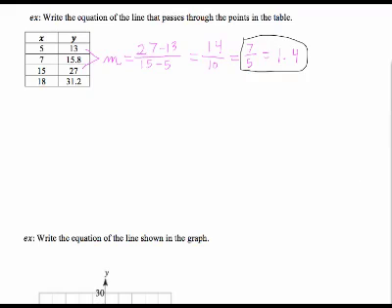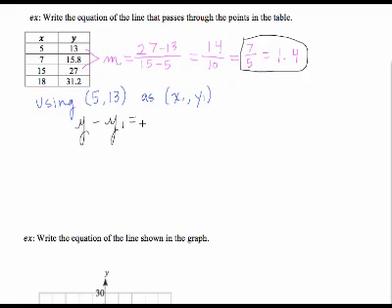Okay, so with that, now we can pick any point that we want. Let's see, I'm just going to use the first one, 5, 13 as the x1, y1. Okay, let's start by writing this. Write this every single time until you have it memorized. y minus y1 equals m times x minus x1. So if we plug in 5, 13 for x1, y1, we have y minus 13 equals the slope m, 7/5, times x minus x1, which is 5.